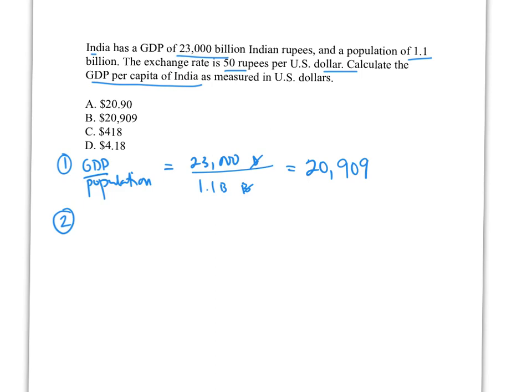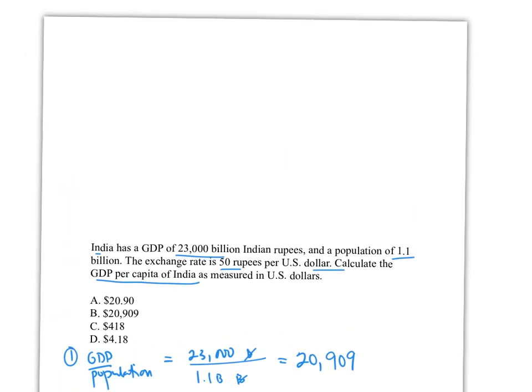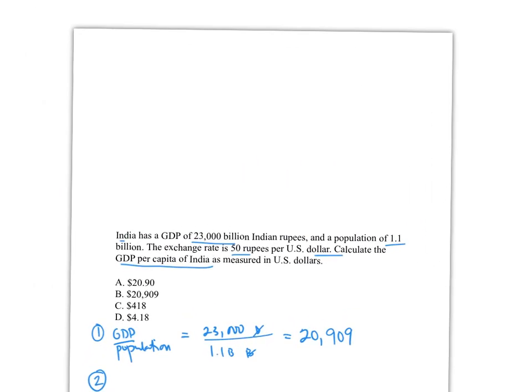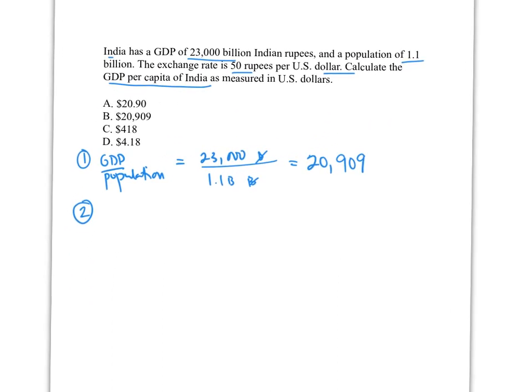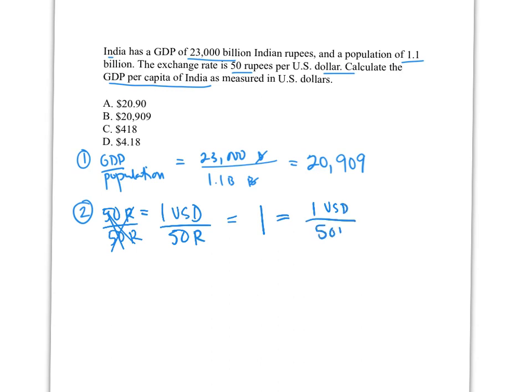Again, for reference, let's go with 50 rupees equals 1 US dollar, right? Now we can divide both sides by 50 rupees, and this cancels out to 1, right? So 1 equals 1 US dollar to 50 rupees.